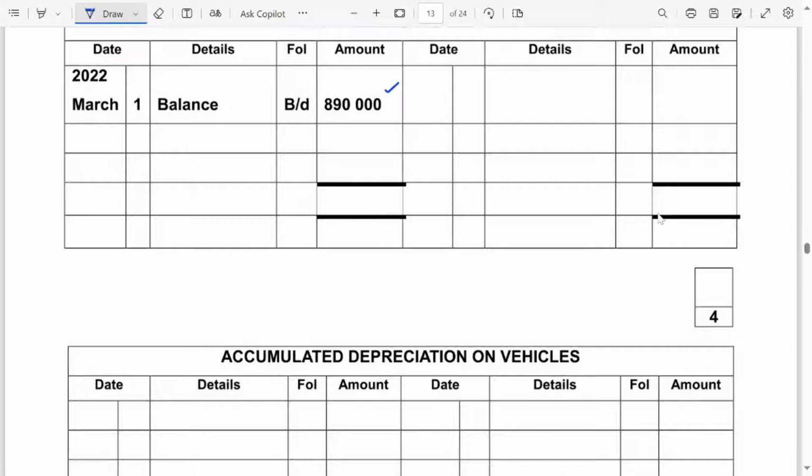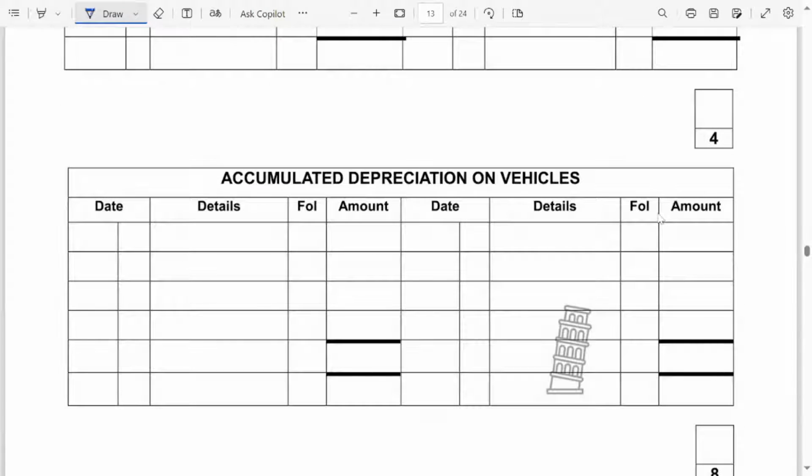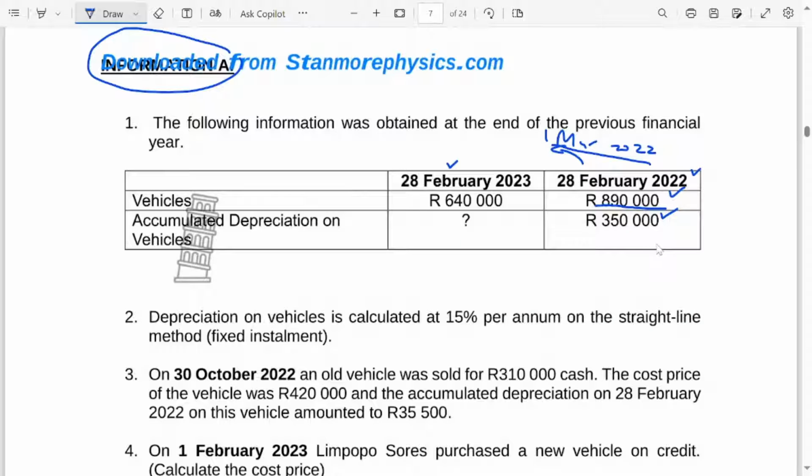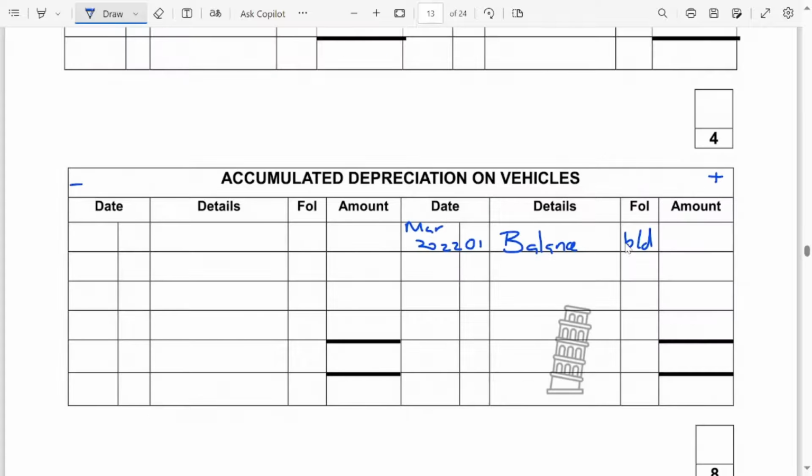And then the one for the accumulated depreciation. The accumulated depreciation is a negative asset. So it increases on the credit and decreases on the debit side. Therefore, we're going to write the opening balance on the credit side. So it's 1 March 2022. It's a balance brought down. How much is it? 350,000.